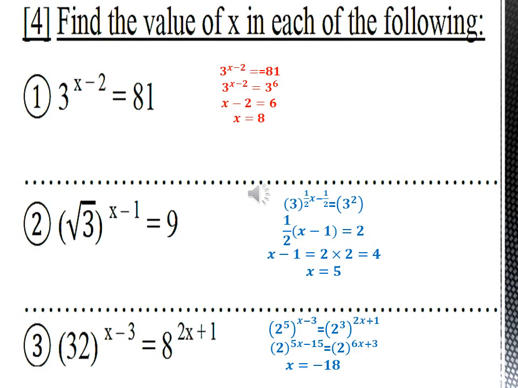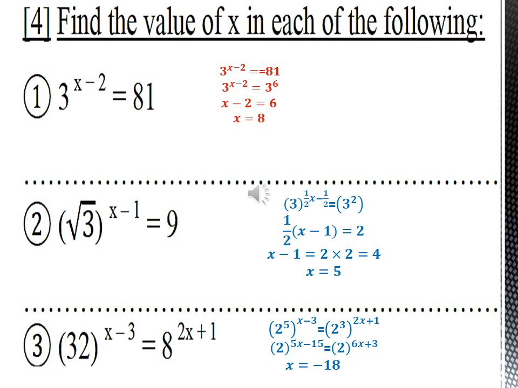Now let's start the following. He tells me he wants me to find the value of x in each of the following. 3 to the power x minus 2 equal 81. To solve this kind of equations, we must make both of them in the same base 3 to be able to solve the powers. So we know that 81 is 3 to the power 4. Now we have 3 and 3 in both sides. So we'll take the powers and solve these equations, which makes x equal 6.